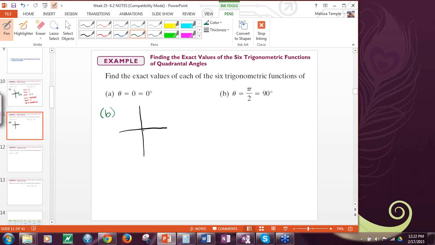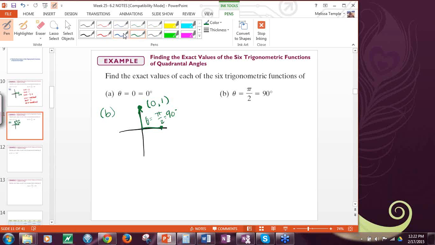Now remember, we talked about our initial side on a positive x-axis. 90 degrees is counterclockwise. So 90 degrees would be coming up here to this point along the positive y-axis. Unit circle, so all of my distances are 1. So this point would be the point (0, 1). And again, that corresponds to theta equals pi over 2, or 90 degrees.